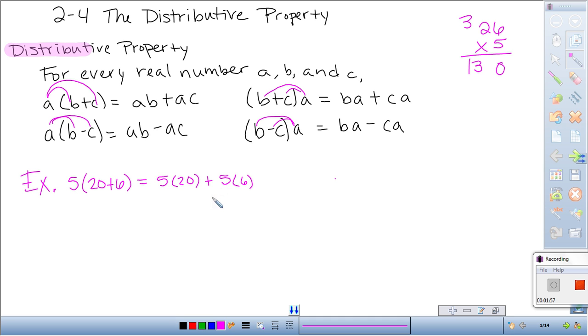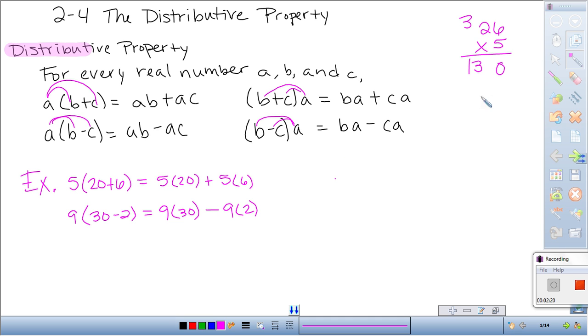But if you use the distributive property, it's much easier, and you don't need to go off to the side and multiply. 5 times 20 is 100. 5 times 6 is 30. 130, there's your answer. It's the same thing. 9 times the quantity 30 minus 2 is 9 times 30 minus 9 times 2. We distribute the 9 to the numbers inside the parentheses.